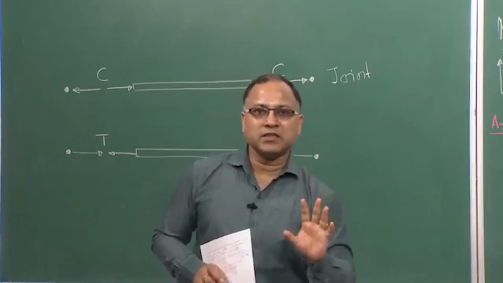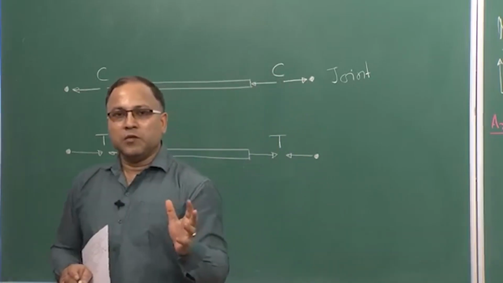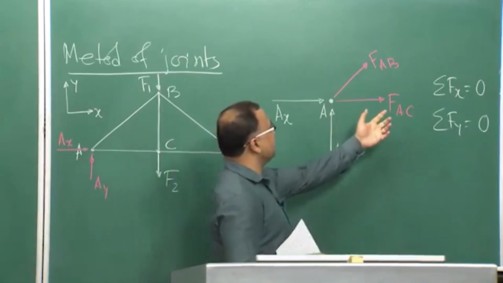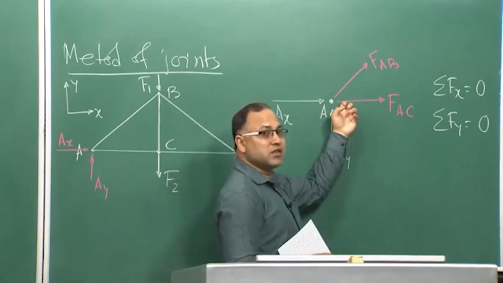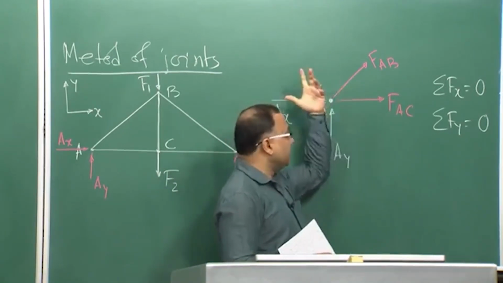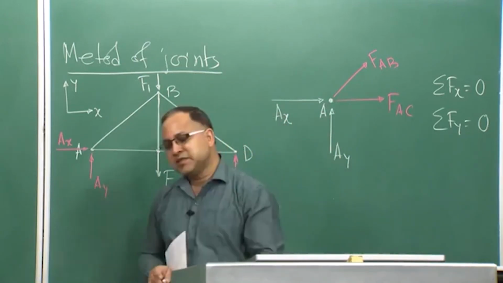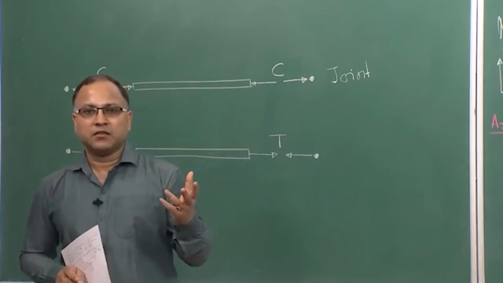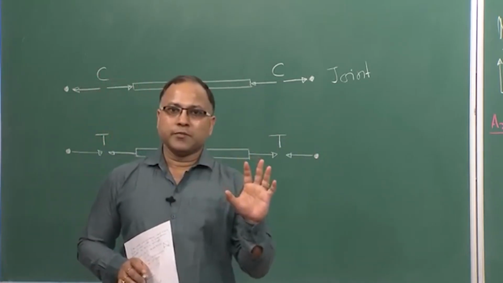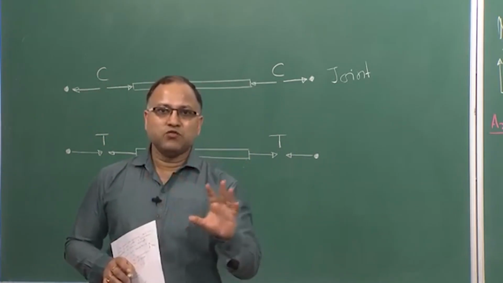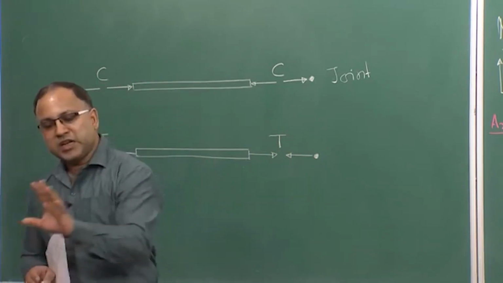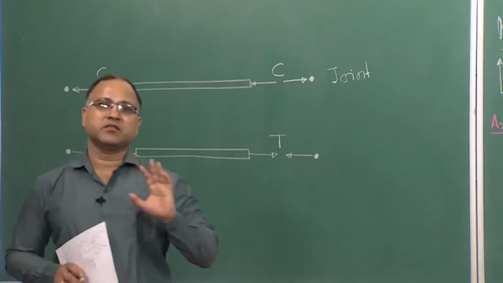Though it is not advisable, you can mix up. If you consider compressive, suppose I consider FAC compressive, that means it is coming towards the joint, and ultimately if I get a negative value of FAC, then the compressive nature I assumed is not correct, right. So, you just stick to a particular convention, and whatever comes out automatically in the process of analysis, you just follow that.